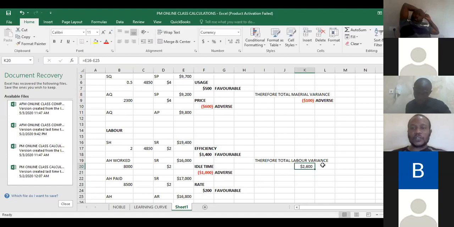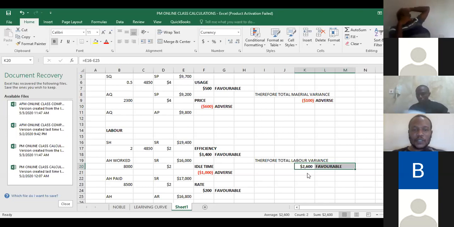You're not including idle time. I've included it. But you don't need to do this. It's the same thing now. If I look at it, I'm adding all the variances together. The addition of all the variances will give me my total variance. So 3,4 minus 1,000 because 1,000 is negative. That is 2,4. Plus 200 is 2,6. Okay, I get it. So we move on to our variable production overhead.